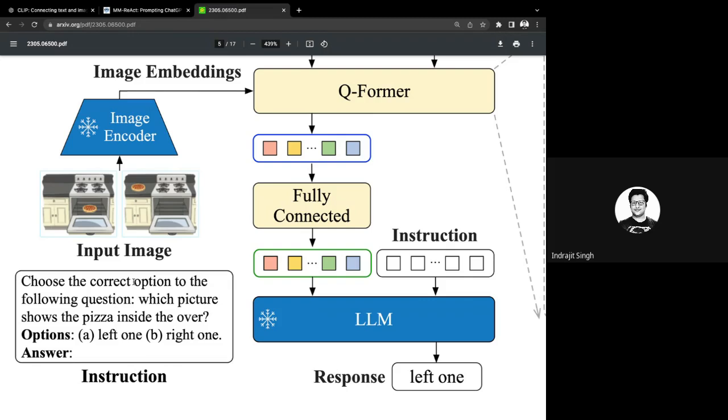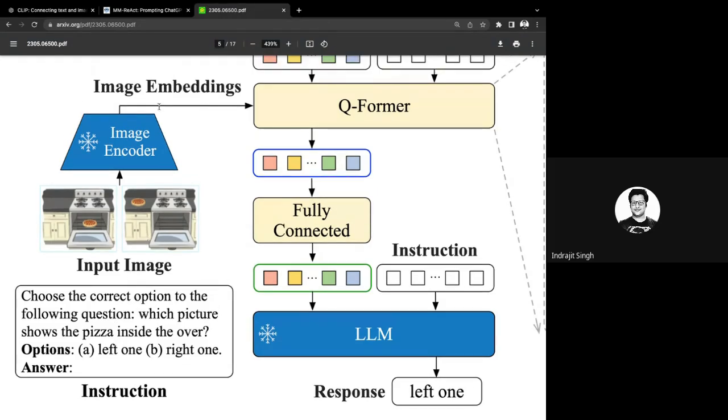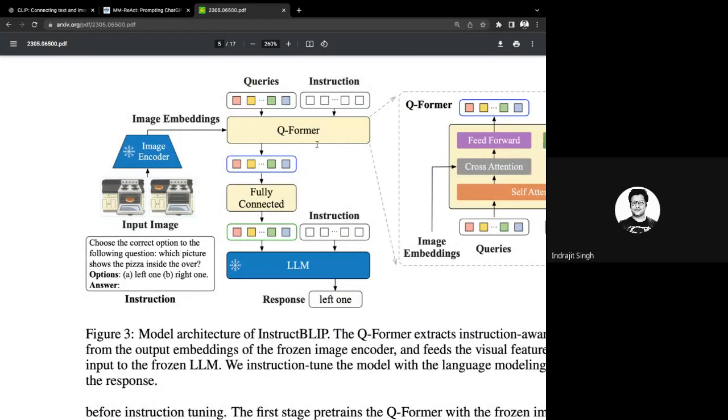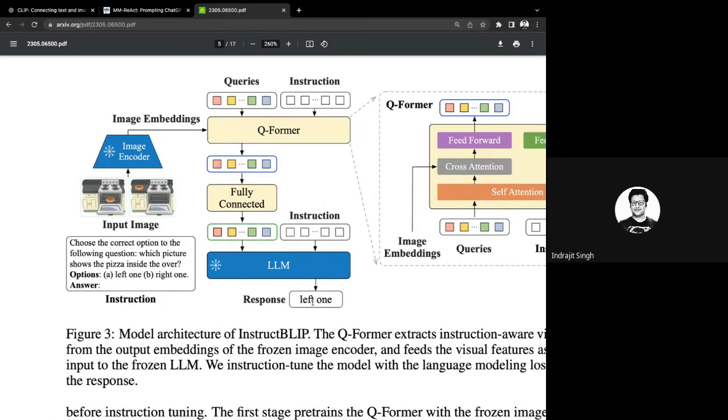You give an input image, and that goes as an embedding to the Q-Former. And now Q-Former is again a fully connected network that is going to the LLM along with the instruction that you feed in, right? The instruction that you provide, which is here. So two things, the input as well as the instruction. Now the LLM is giving you the response that it is the left one that it is talking about.